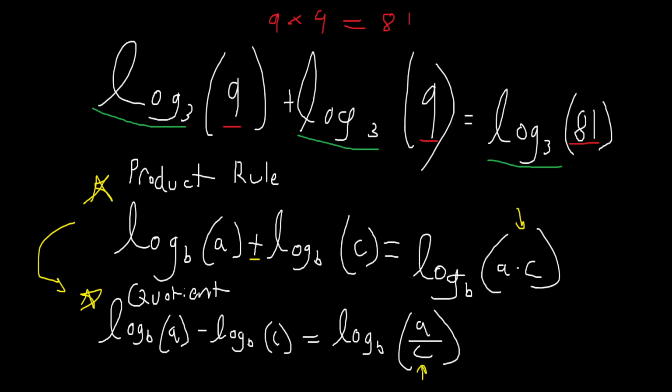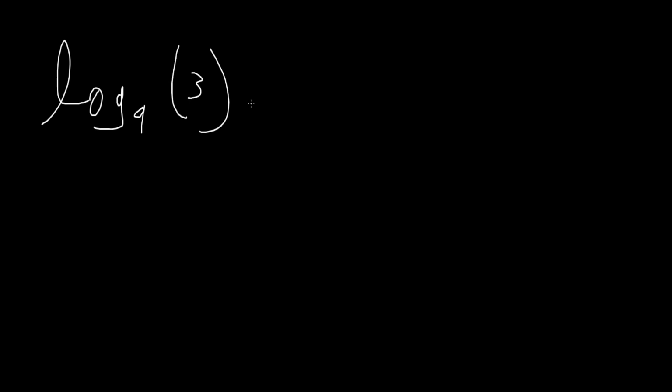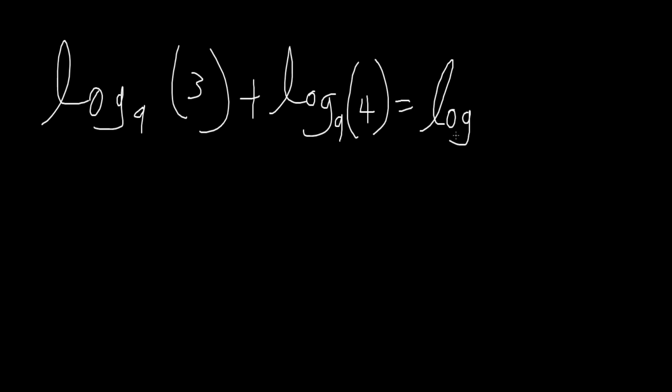So I'm going to go ahead and pull up two examples, one of the product, one of the quotient, and we'll do both of them together. So let's say we have log base 9 of 3 plus log base 9 of 4. My apologies. What should that logarithm look like? What's its base and what's its value? Go ahead and try it for yourself. Pause the video if you need to.